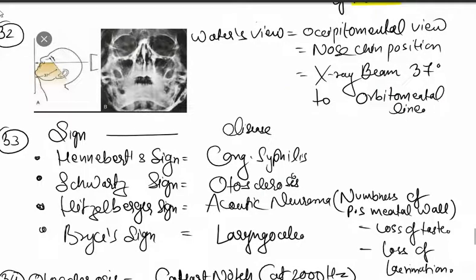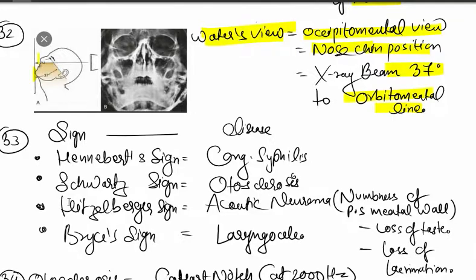Waters view. What is this Waters view? Waters view is also known as the nose chin position. तो nose chin position है, तो इसमें 37 डिग्री बन रही है एंगल टू ऑर्बिटोमीटल लाइन. इट्स ऑल्सो नोन एज ऑक्सीपिटोमेंटल व्यू.